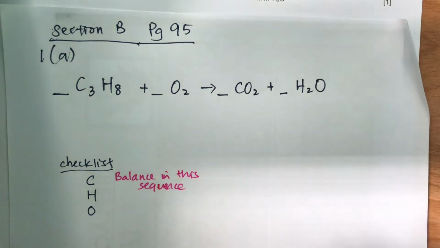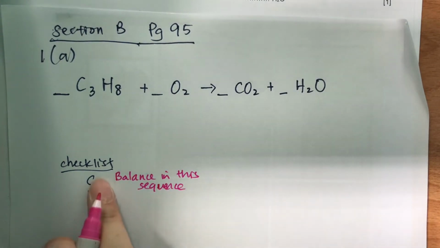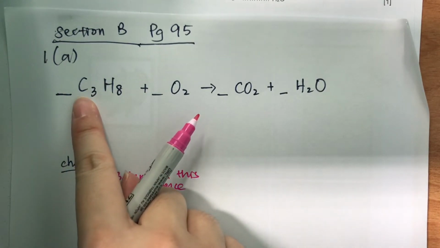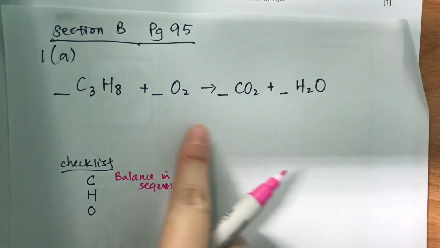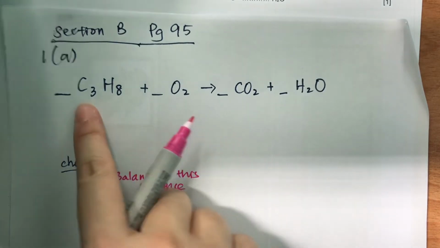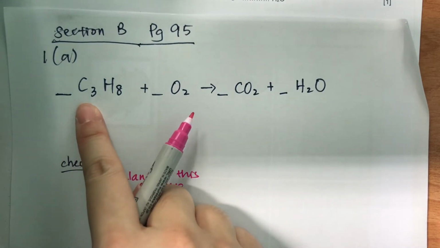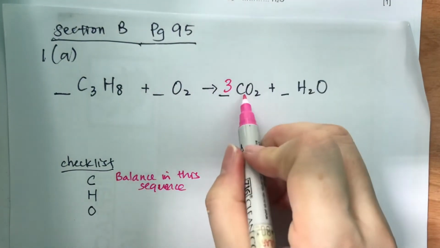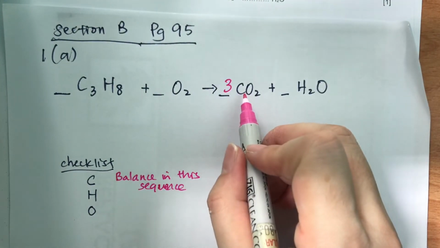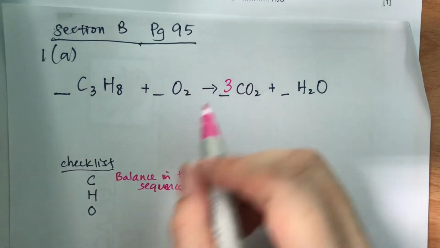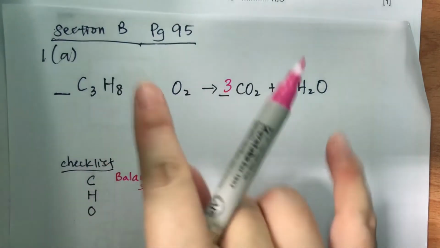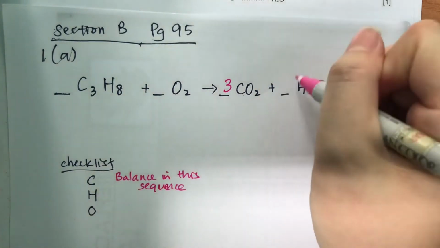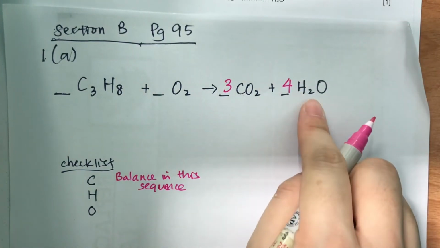Spelling mistake, sorry. Alright, so in this sequence, carbon, hydrogen, oxygen, let's balance carbon, 3. Okay, I will not do all the workings here, I'll just read through how I do the balancing. So there is 3 carbon, so 3, because 1 here, so 3 times 1 is balanced. After that, hydrogen, because hydrogen is only affected by these 2 sides, right? So 8 hydrogen, 2 here, so I put a 4, so that makes 8.